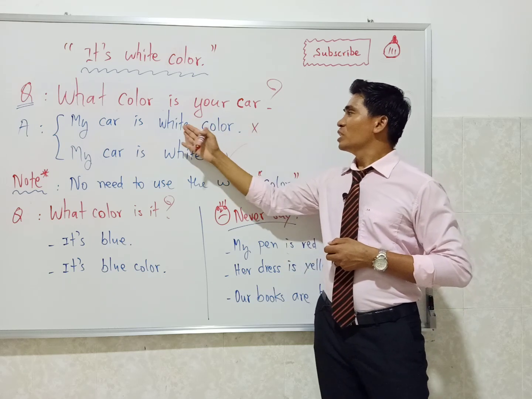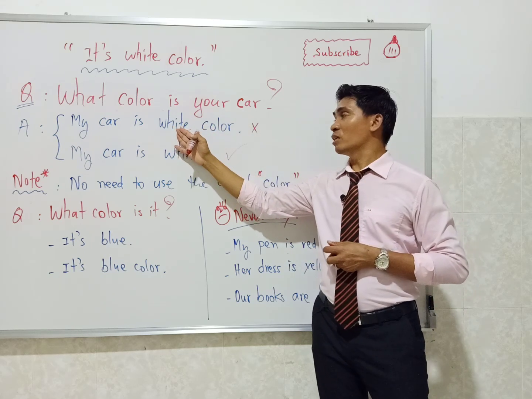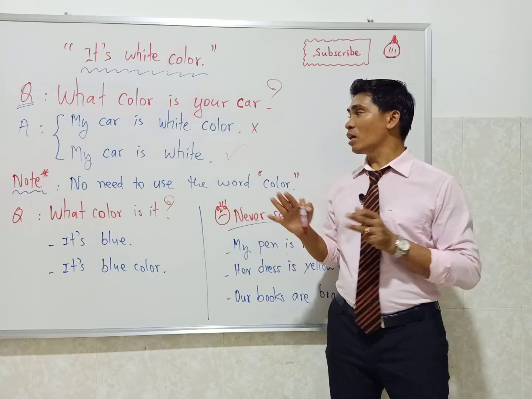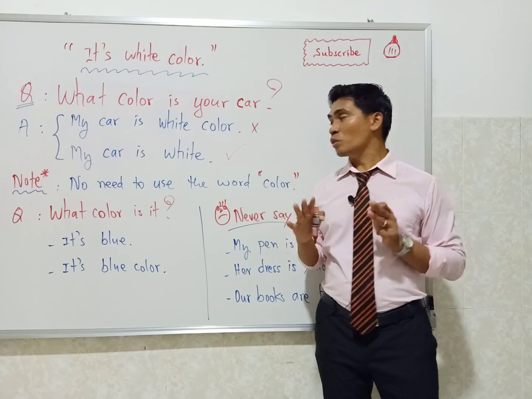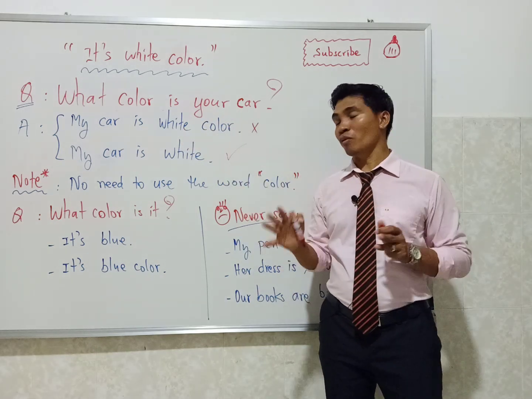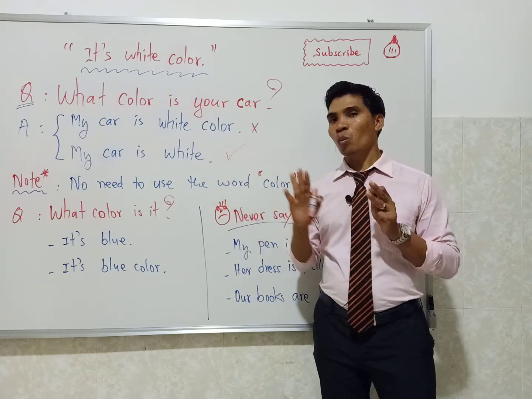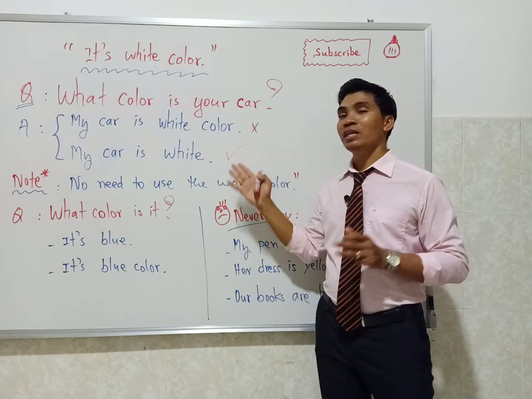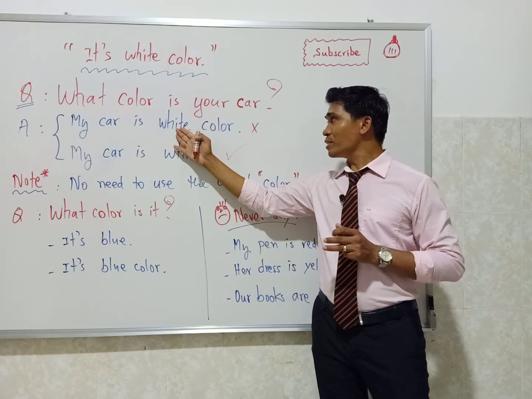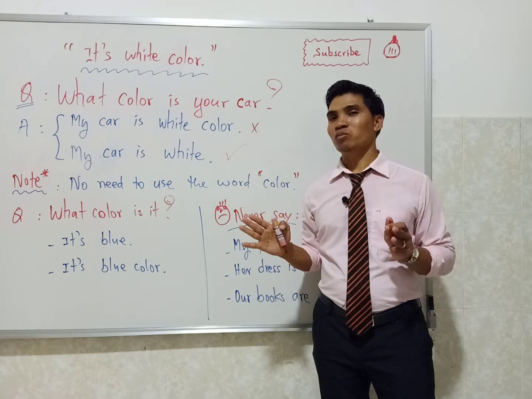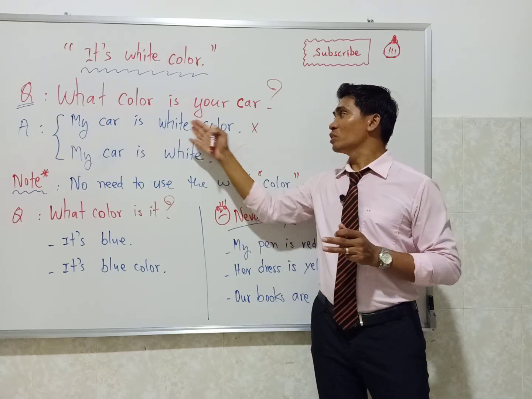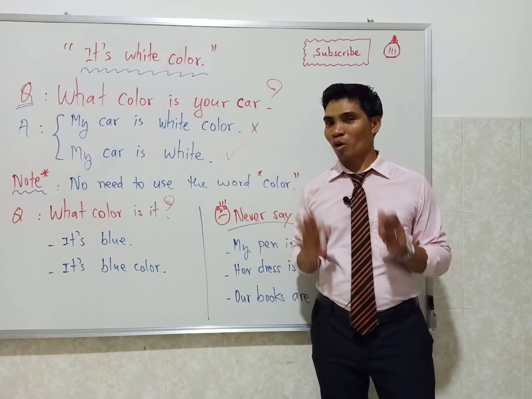Okay, so in here we have the word white already and then color. So we will never use both words together like white color. So we don't use both. We just use only white. That is correct English. But when you use both words like white color, that is wrong English. Black color, wrong English. Red color, wrong English.